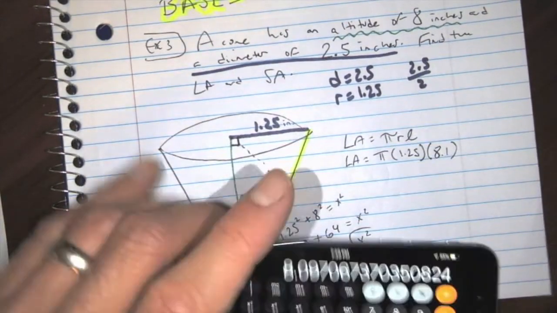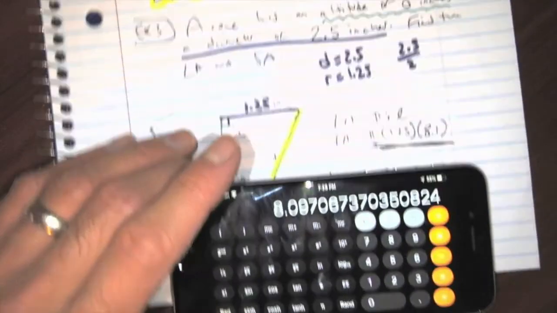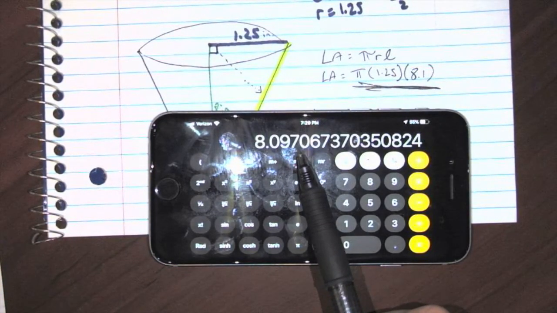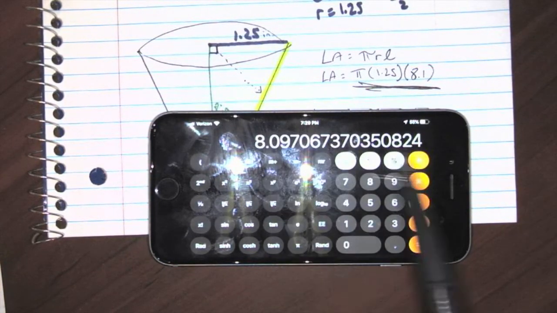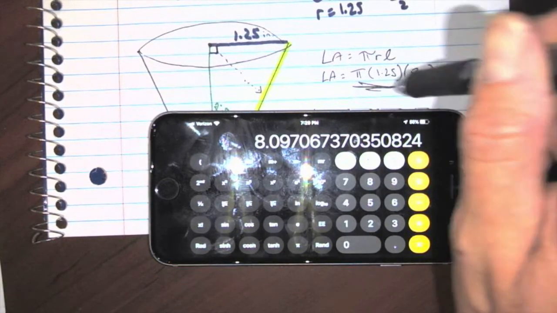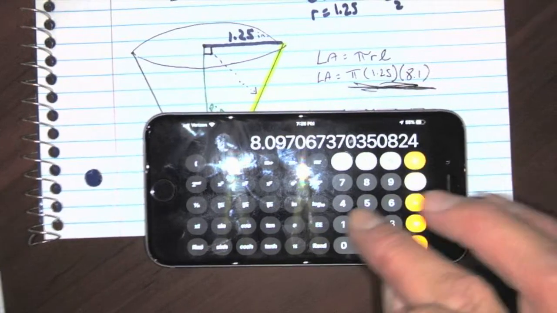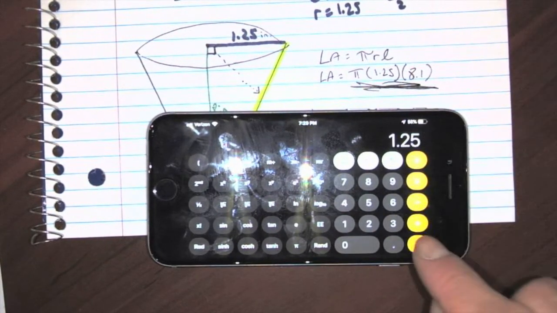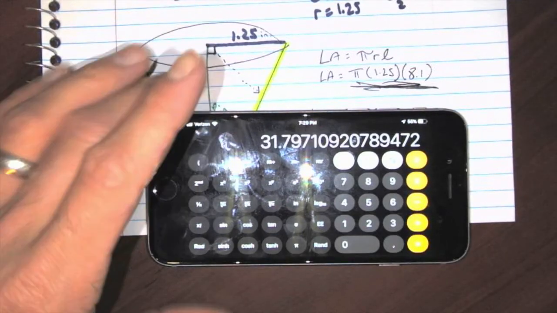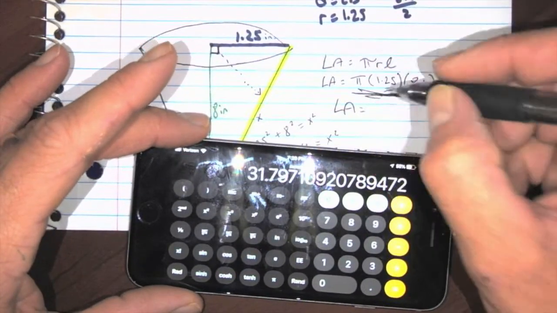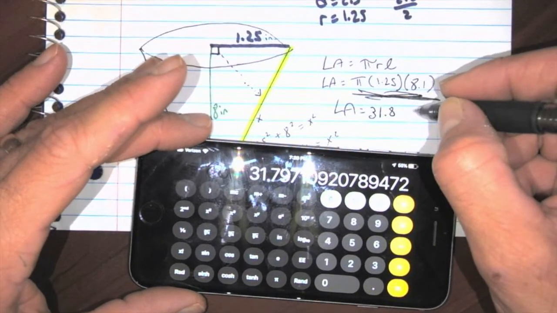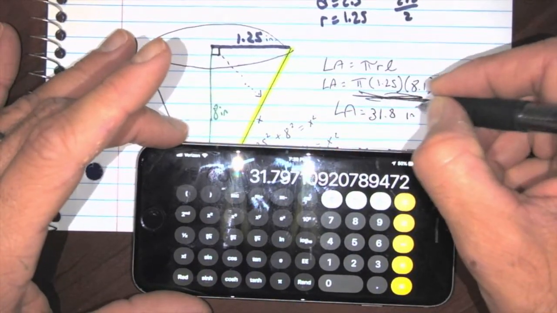But we're going to punch this out in the calculator anyways to find the lateral area. Why not just keep this in the calculator? Because this is the exact answer. This is a rounded answer. Keep this in your calculator and multiply it by the 1.25, excuse me, equals, and now multiply it by pi. All right, there's your lateral area, folks. If you painted the curved surface of the cone, this is what you're going to get: 31.8, rounding, inches squared.